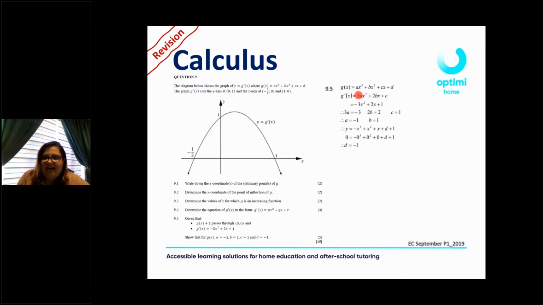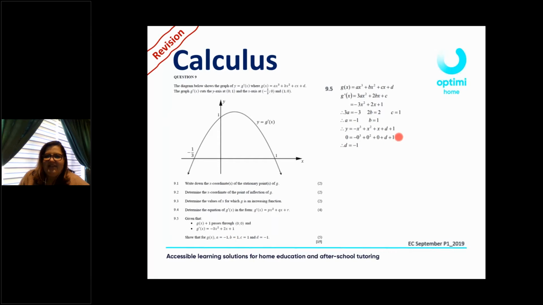Okay, so I've taken this, derived it, and I know that this is equal to that. So I know that 3a should actually be equal to negative 3. I know that 2b is equal to 2. And I know that c is 1. And with that, I work out what is the value of a, what is the value of b, and of course, I have c over there. Okay, so then I add it back in there into my original equation, and I know that a is negative 1, b is equal to 1, c is also equal to 1, there you see c, plus d, I don't have d yet, and I know that it's actually plus 1.